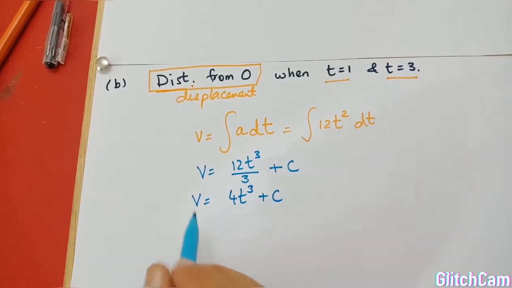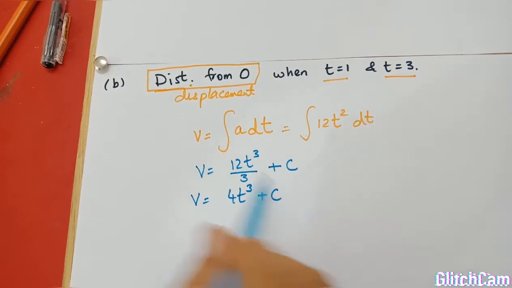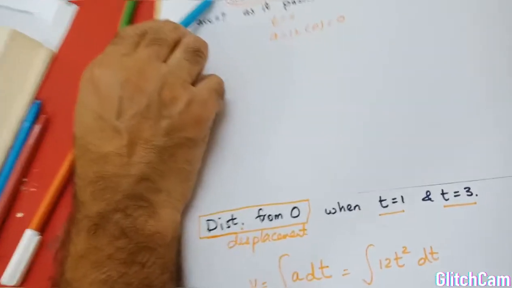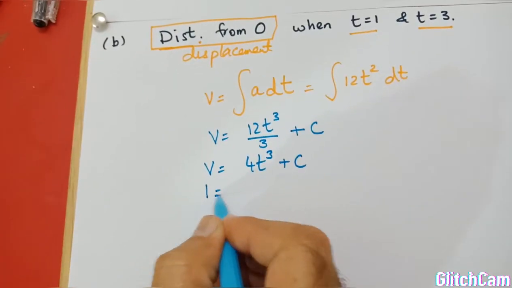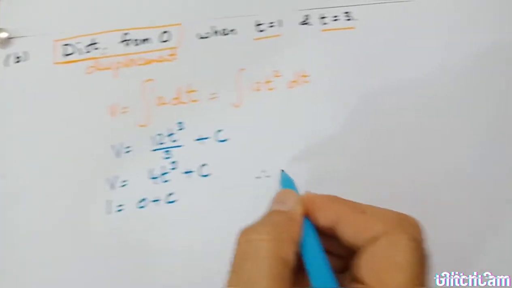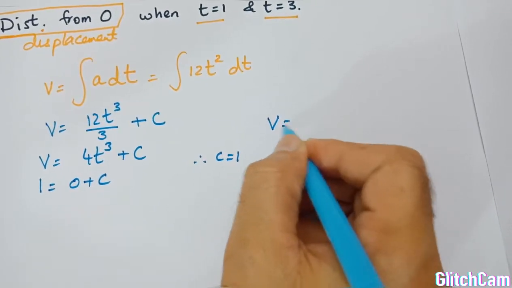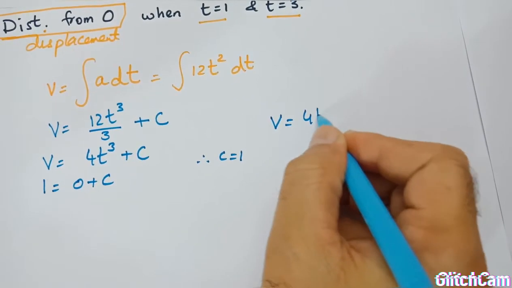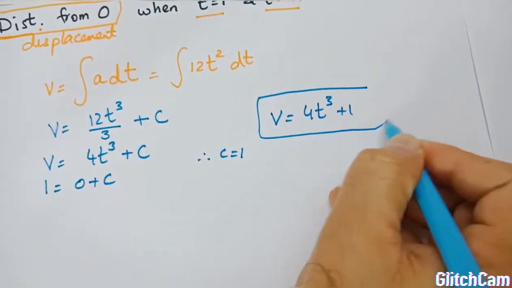We must have the velocity at any of the times so that we can determine this c. We were given in the beginning that when the time is 0, the velocity is 1. So we shall put these values here: I'll put this as 1 and the time is 0. Therefore c is 1, and the velocity expression is going to be 4t cubed plus 1. This is the expression for the velocity.